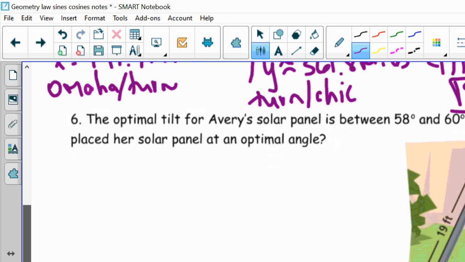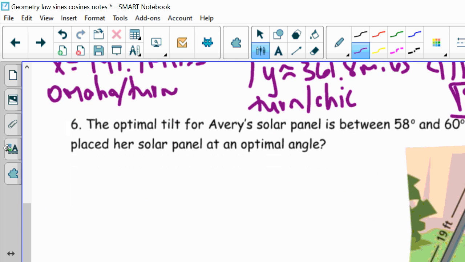Our last one. The optimal tilt for Avery's solar panel is between 58 degrees and 60 degrees to the horizontal. Has Avery placed her solar panel at an optimal angle? So the tilt for the solar panel, okay, so that would be this angle down here that we're looking for, angle P. We want to see, is that between 58 and 60 degrees? To have all three sides, I need to find an angle. Okay, so this is going to be law of cosines.